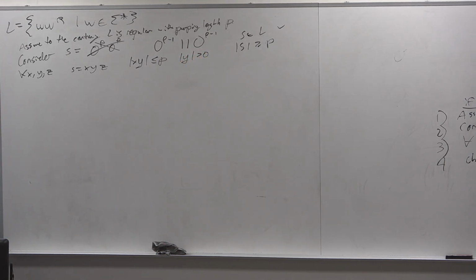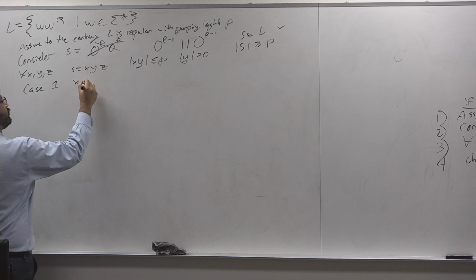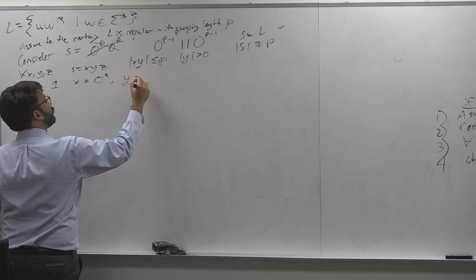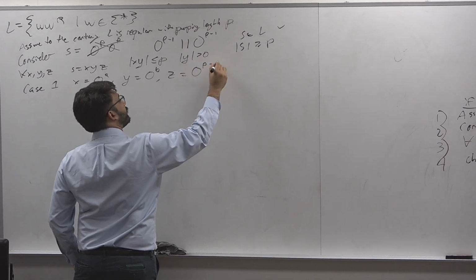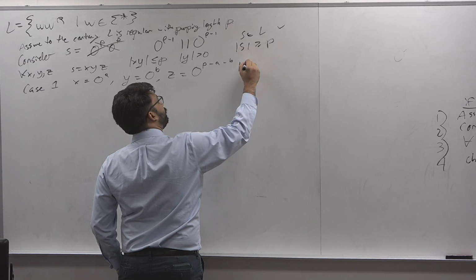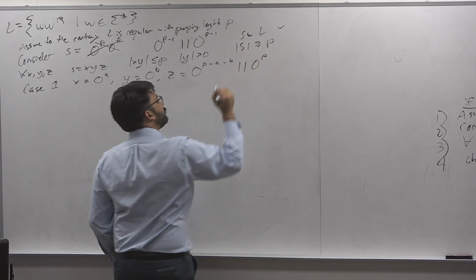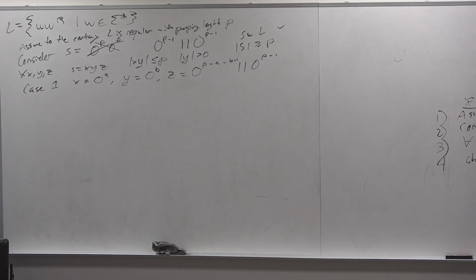We have two cases, in fact. This is choosing a bad S. I now have an additional case. Case 1: x is equal to 0 to the A, y is equal to 0 to the B, and then z is equal to 0 to the P minus A minus B, 1, 1, 0 to the P minus 1. Okay, yeah. Case 1 is that y does not contain any 1's, okay?